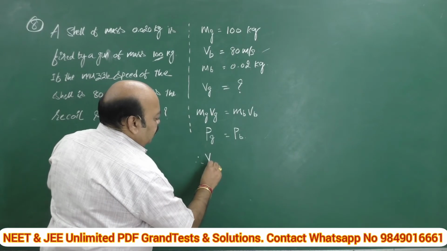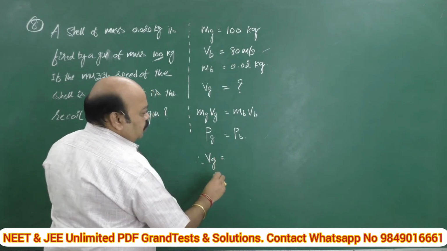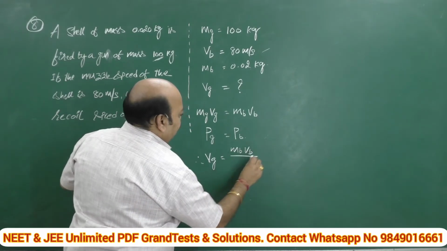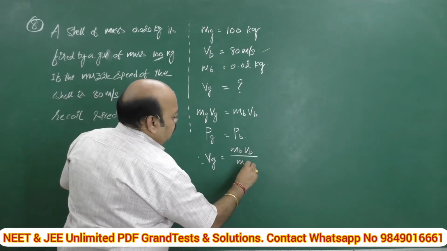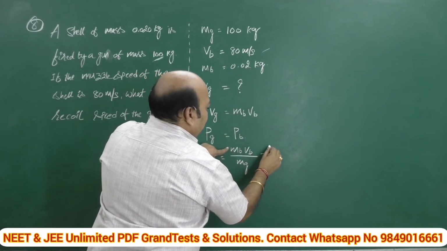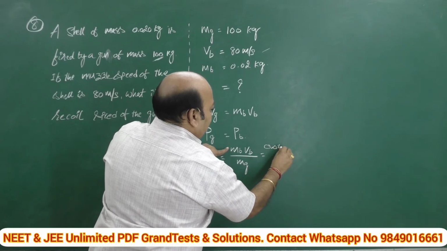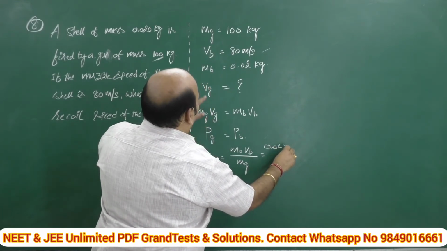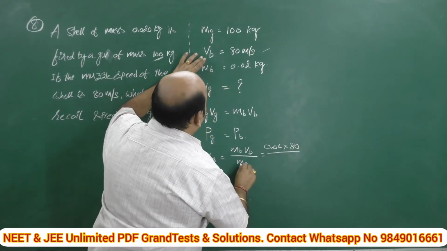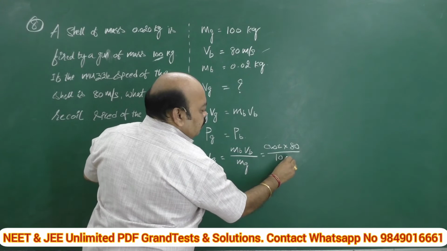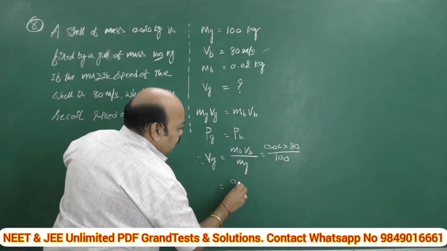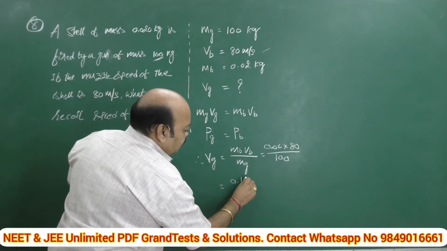Therefore, velocity of the gun is equal to mb vb divided by mg, the mass of the gun. Simply substitution. Mass of the bullet 0.02 into velocity of the bullet, 80 meter per second, divided by mass of the gun, which is 100. Coming to the calculative part, 0.02 into 80 is nothing but 0.16.